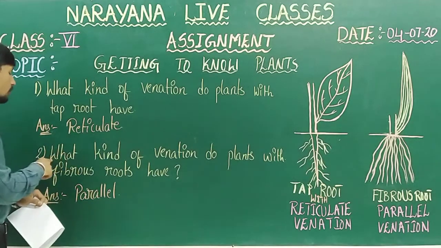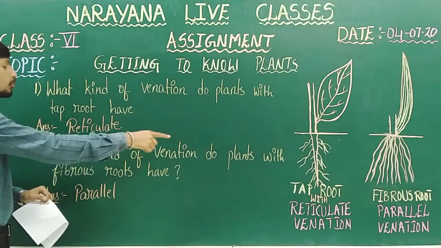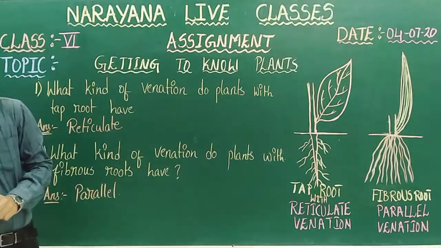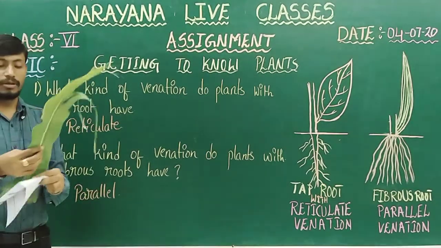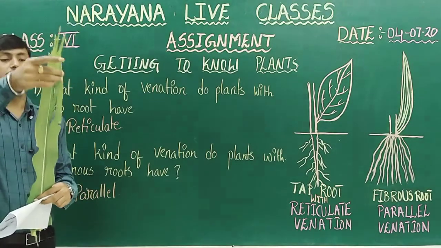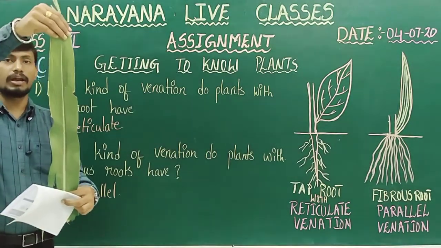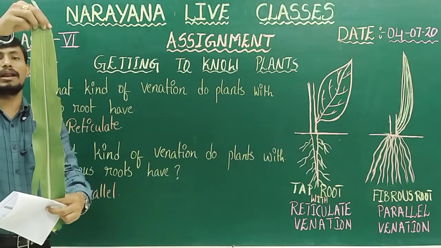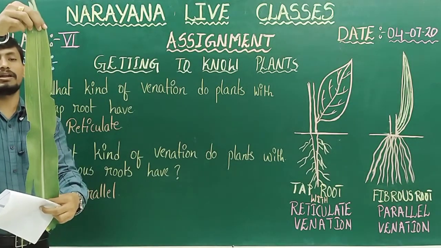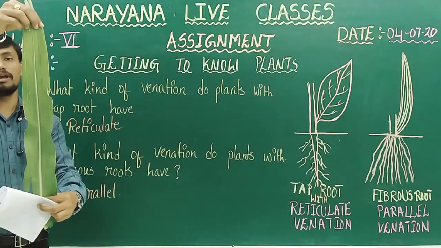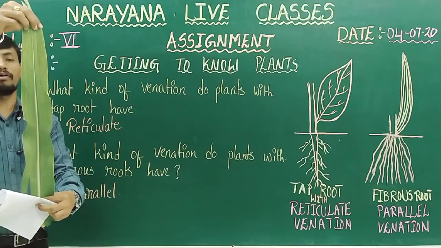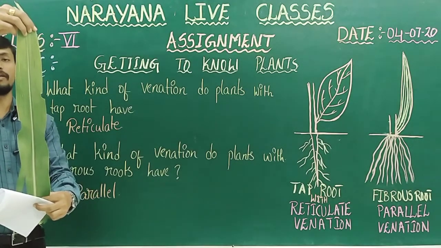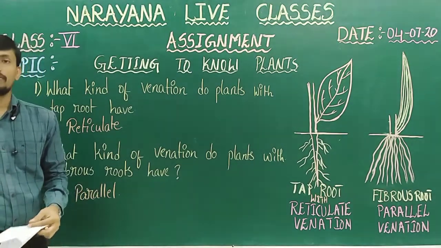And the next question: what kind of venation do plants with fibrous roots have? They are asking, if the roots are fibrous, what kind of leaves do they have? If you see this one, this is the plant where we find parallel venation. The straight lines of veins are there on the leaf. This kind of venation we call parallel venation. Parallel venation is exhibited by fibrous roots.